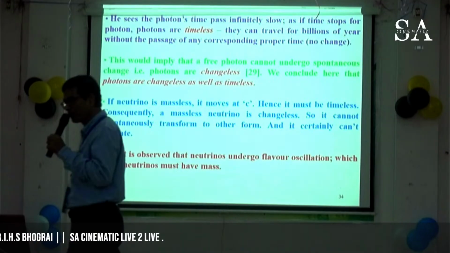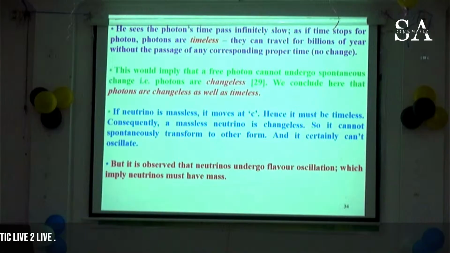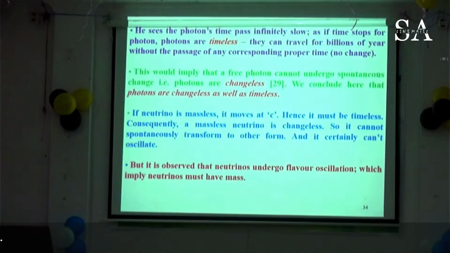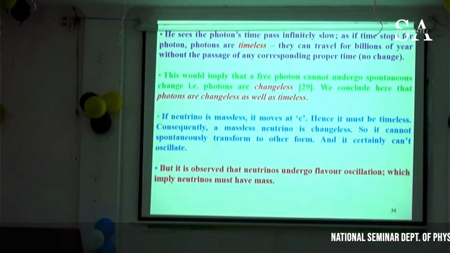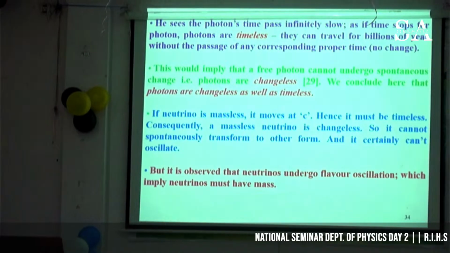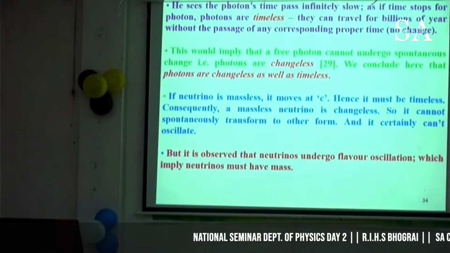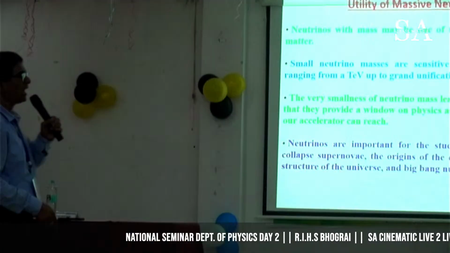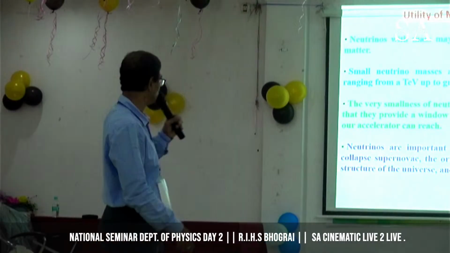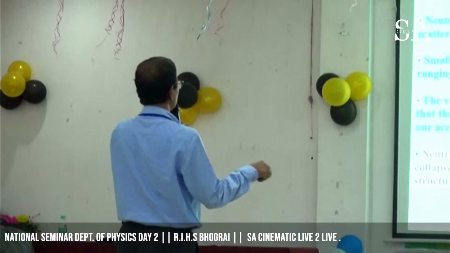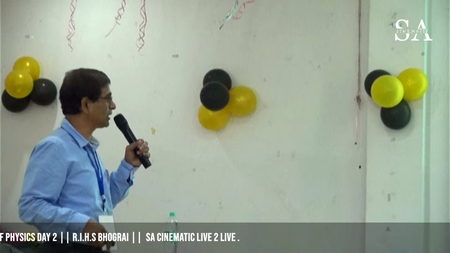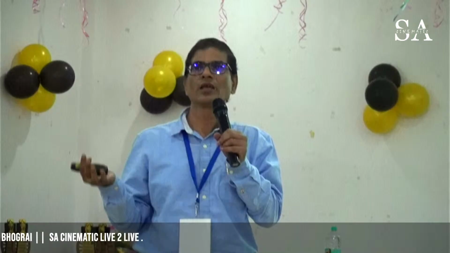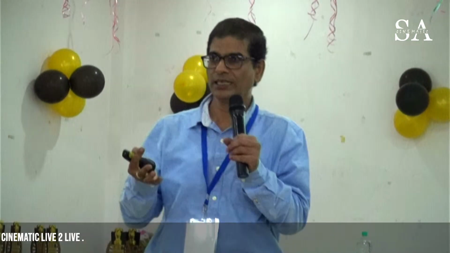That is why, if we assume that the neutrino is massless, then it is changeless. Since it changes its form from one form to another, it cannot be massless. So it has some mass. What is the utility of this massive neutrino? It may be considered as one of the candidates for dark matter. So far no candidate is confirmed for dark matter.